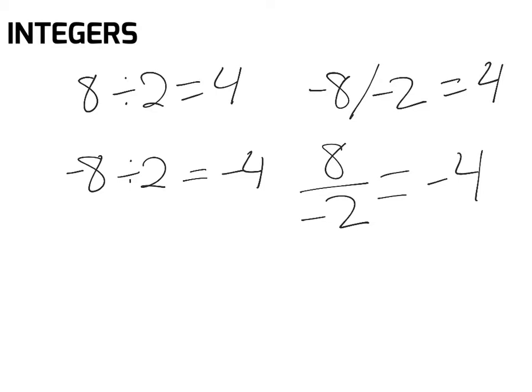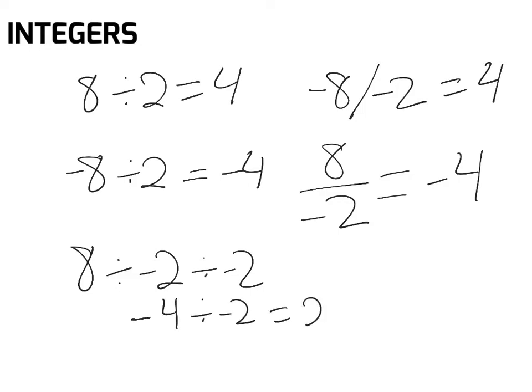So let's do another one. Let's do 8 divided by negative 2 divided by negative 2. I'm going to do this first: 8 divided by negative 2 is negative 4, and then I divide again by negative 2, and I'm going to get 2. If I go back and look at my original problem, I had 1, 2 negative signs. 2 negative signs means my answer is going to be positive, because an even number of negative signs gives you a positive quotient in this case because we're doing division.